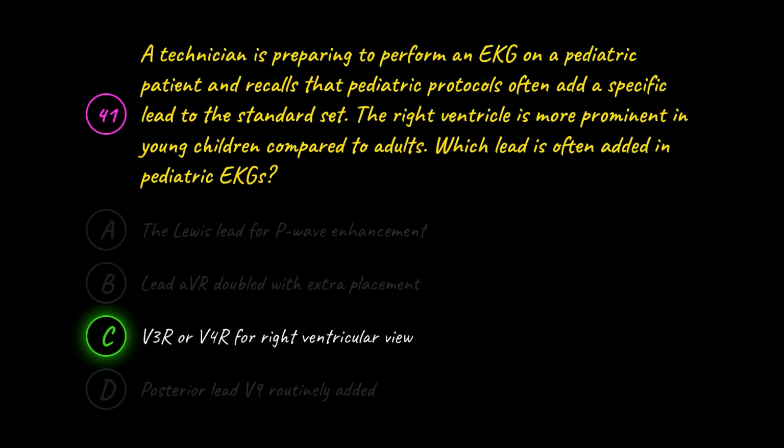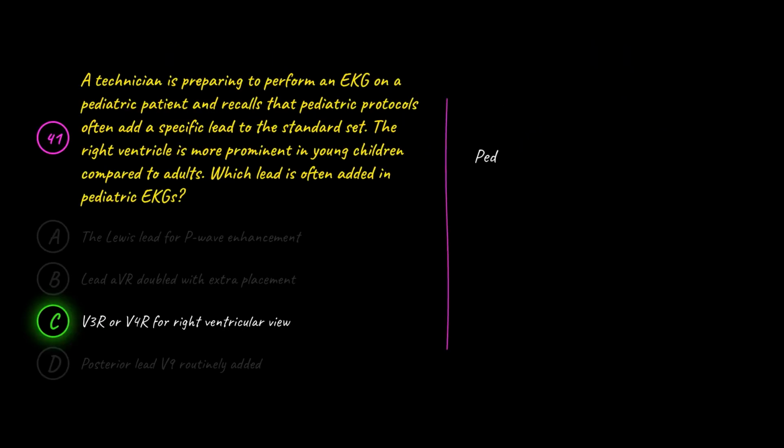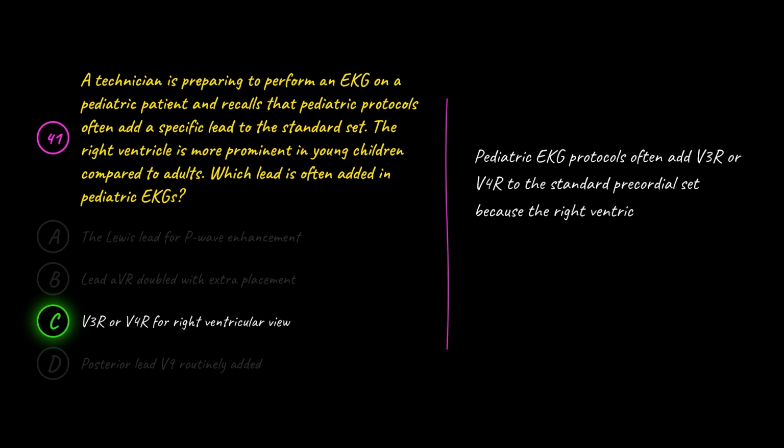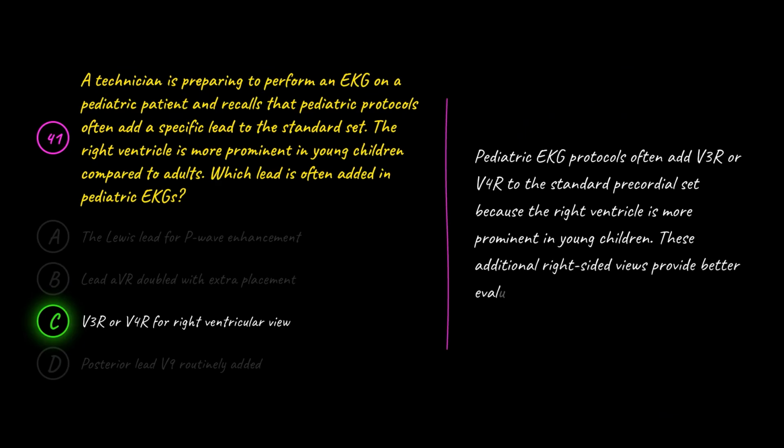The correct answer is C. V3R or V4R for right ventricular view. C is correct because pediatric EKG protocols often add V3R or V4R to the standard precordial set because the right ventricle is more prominent in young children. These additional right-sided views provide better evaluation of the pediatric right ventricle.